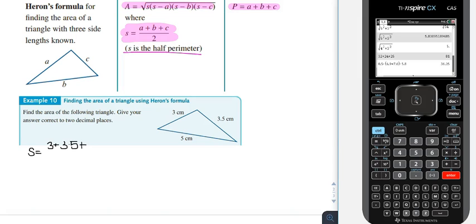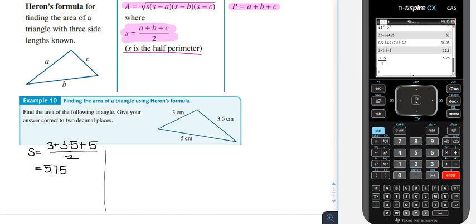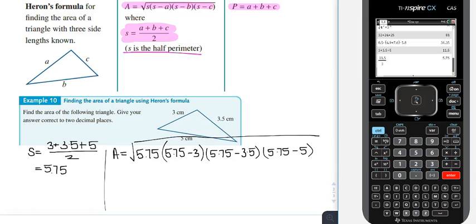First step, let's find out what S is equal to. So 3 plus 3.5 plus 5 divided by 2. Just going to chuck that into the calculator. And I get out a result of 11.5, and then divide it by 2, so I get 5.75. So when I go and use the formula that I've got up the top here, that's what I substitute in for S. So 5.75 bracket 5.75 minus 3, 5.75 minus 3.5, and then 5.75 minus 5. And then take the square root of all of that.